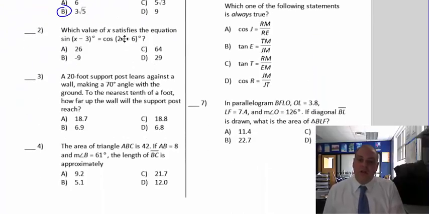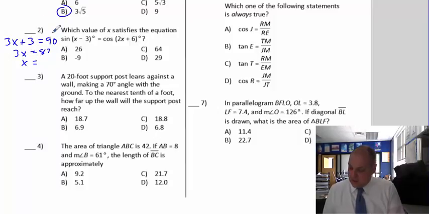In number 2, sine equals cosine. Sine is going to equal cosine when the angles, which they're right here, add up to 90. So we're going to add those up to 90. X and 2x is 3x. Minus 3 and plus 6 is plus 3. And then equals 90. And then solve this equation. Subtract 3. 3x equals 87. And then divide by 3. And we get 29. So D.